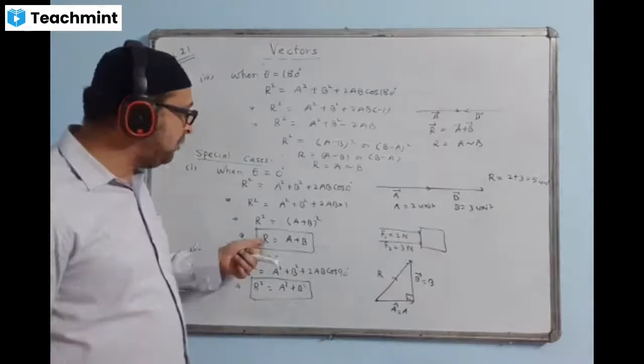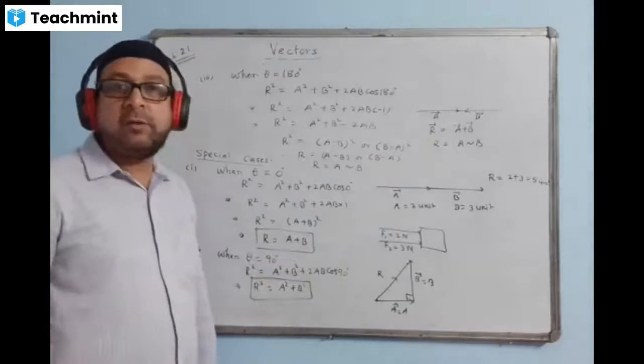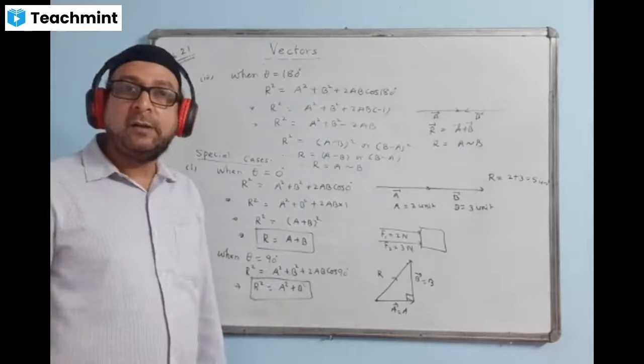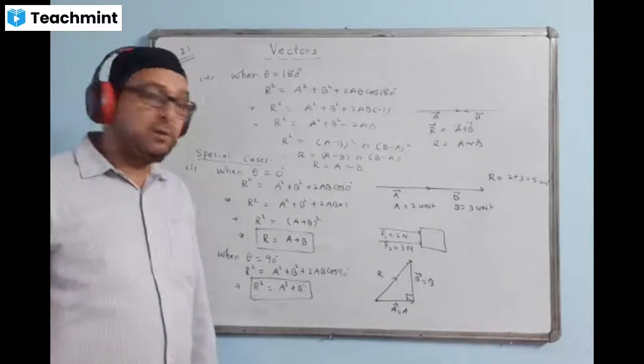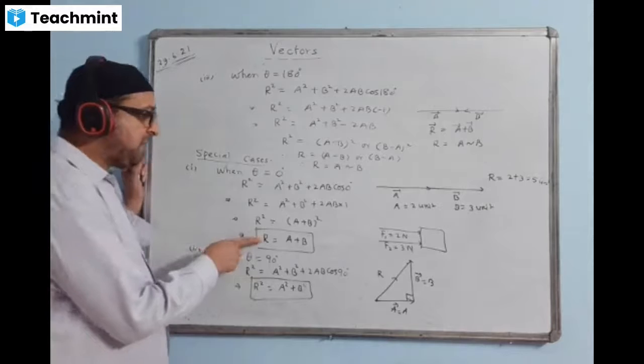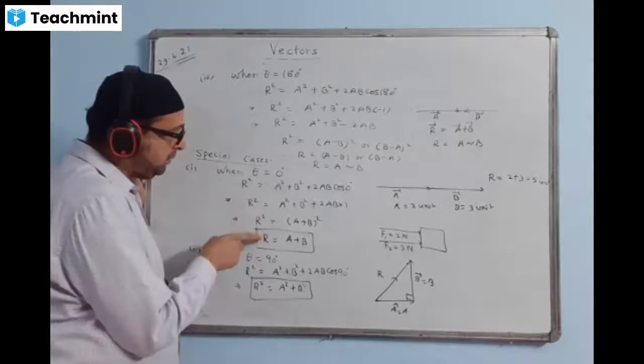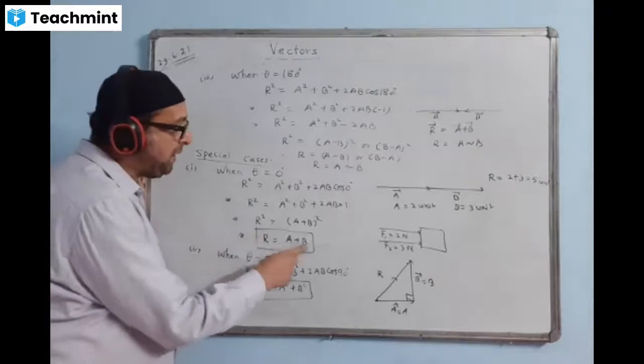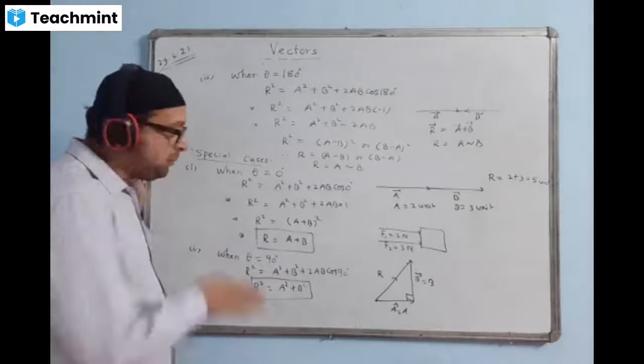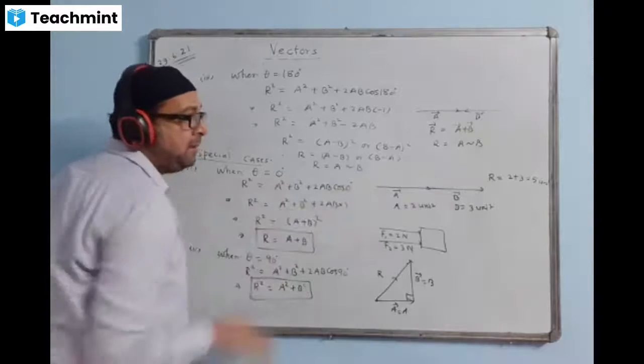This is only the magnitude value R. Every time I have written the value of R only. In all three situations I have written the value of R. Now what about the direction? Let us check. In the first case, the direction of this vector R will be the direction of any one of them, because both of them are acting in the same direction here.